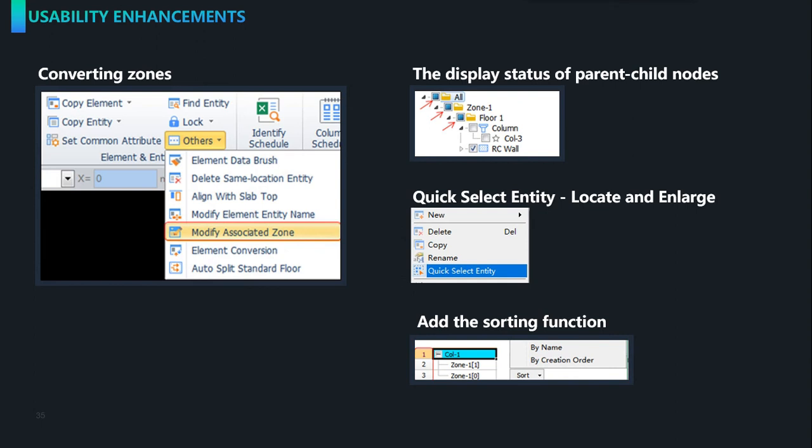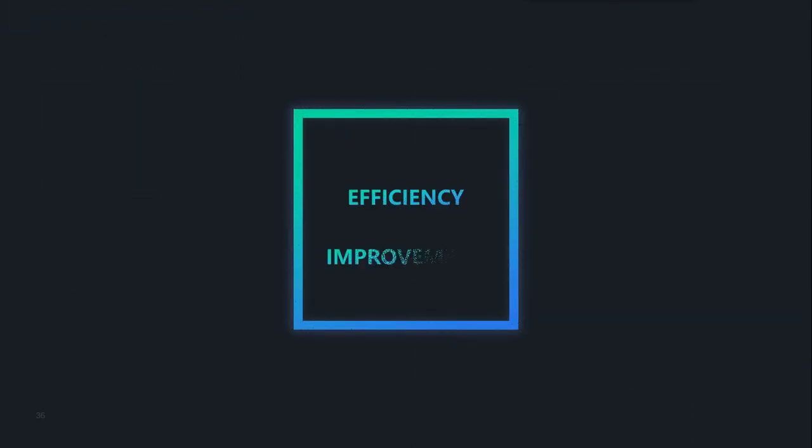And some other enhancements: modify the associated zone when the child nodes are selected partially. If you select the parent node, the status will become select all first, not cancel all. And after using quick select entity, you can center and enlarge the selected entity. For wall and beam schedules, add the sorting function. And so on. Next, we come to efficiency improvement.